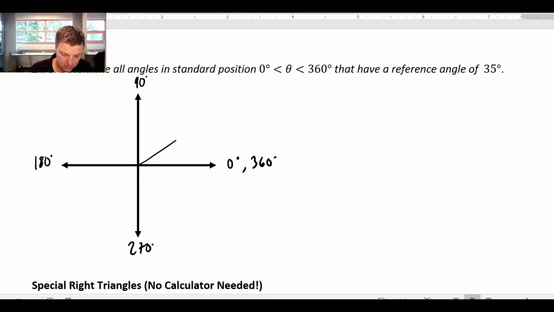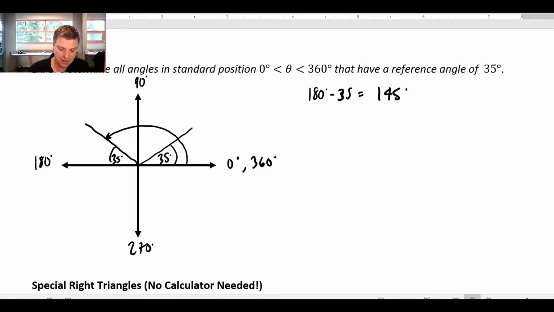So my first angle would be this one right here that I'll sketch out. So that's going to be 35 degrees. The next angle that has the same reference angle, I'm going to rotate around to a point where, when I stop there, this is 35 degrees. So my angle is not 35, but the reference angle there is 35. And so you could figure out that this angle here would be equal to 180 minus 35, which would be 145. So this angle right here is a 145 degree angle.